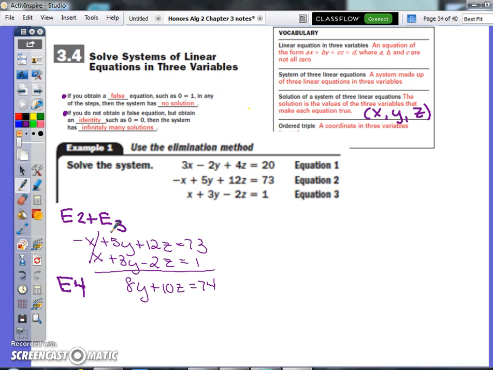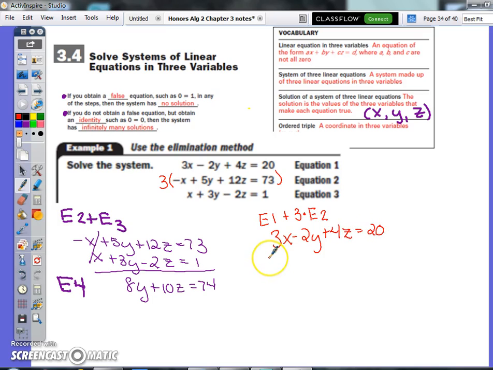So I'm going to lead you down the path of equation 1 plus 3 times equation 2. Listen up, I'm getting rid of the x's. If I take 3 times this, it's going to be a negative 3x. When I have this 3 out front, it means I'm taking equation 2 and multiplying by 3. Equation 1 is 3x minus 2y plus 4z equals 20.